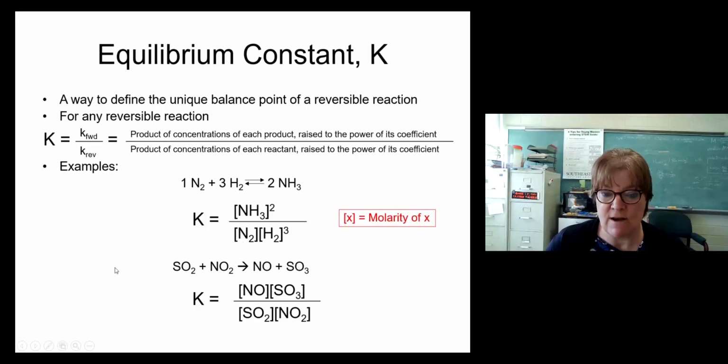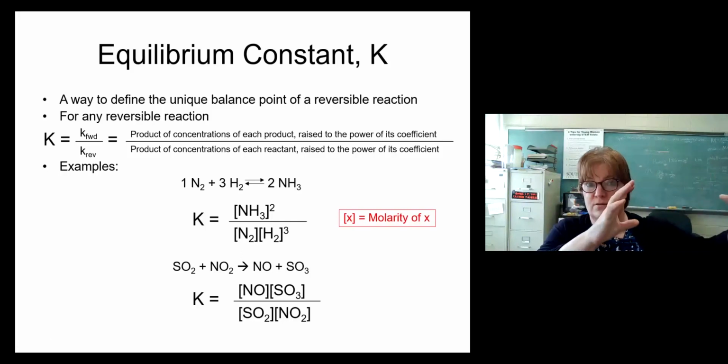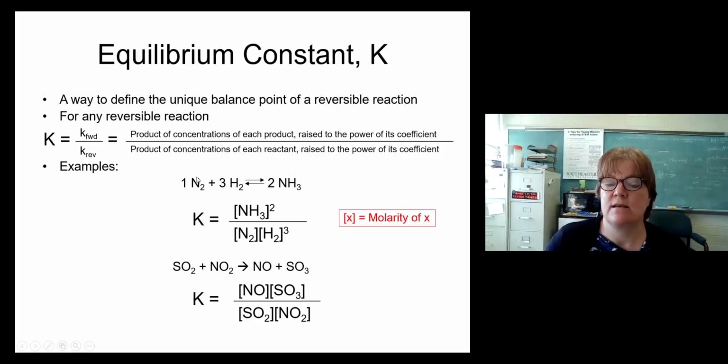So for instance, if I have this reaction, 1 nitrogen plus 3 hydrogen makes 2 ammonia. And this is not the preferred arrow. Usually we use a half barb arrow going backwards, but sometimes we'll just use double arrows because it works. So I take the product, ammonia, I take the equilibrium concentration of it, and I square it because there are 2 of them. That's my numerator. In my denominator, I go to the reactants. So I have the concentration of nitrogen raised to the 1 power, and the concentration of hydrogen cubed because there are 3 of them.